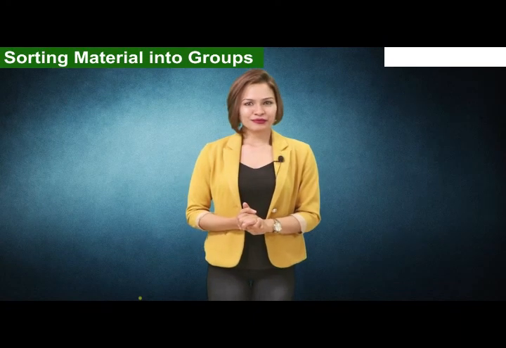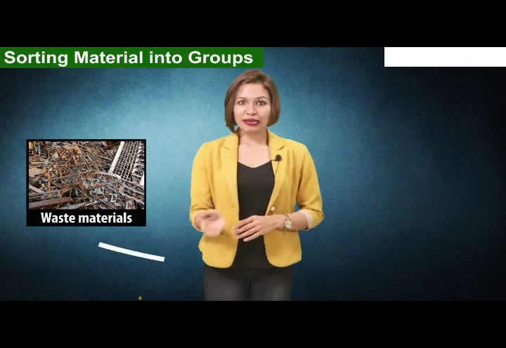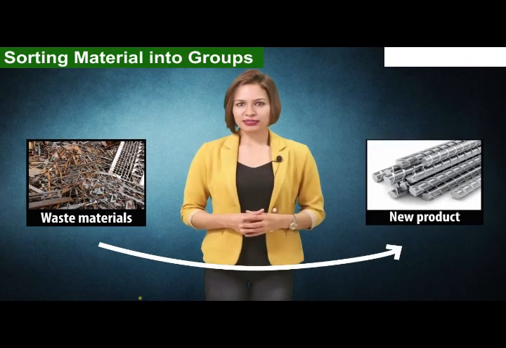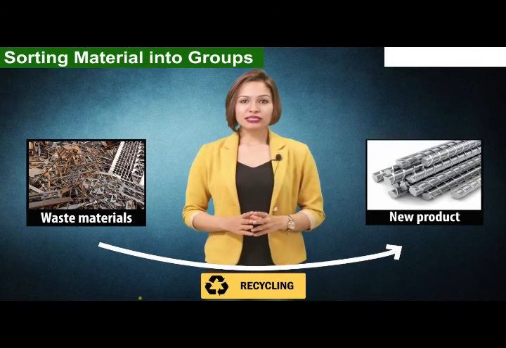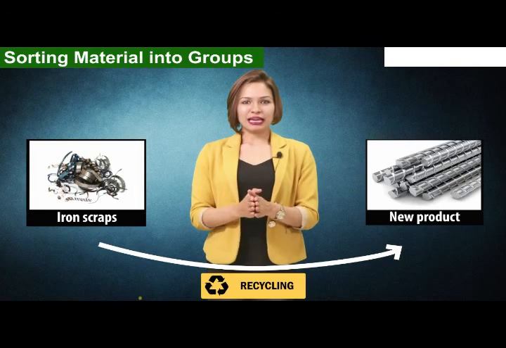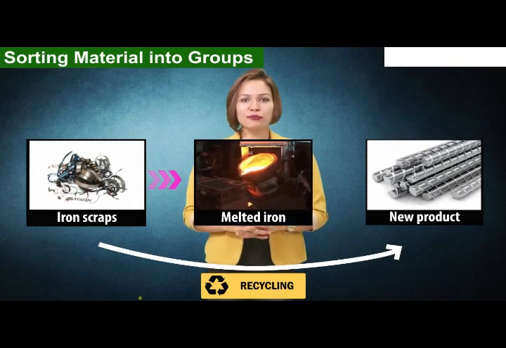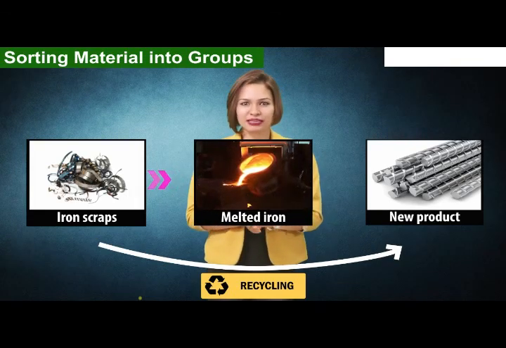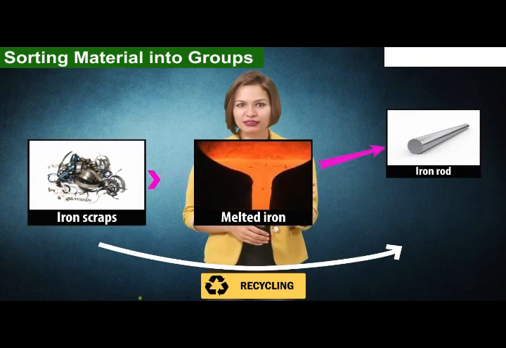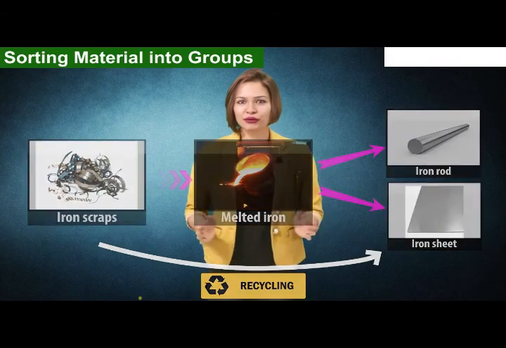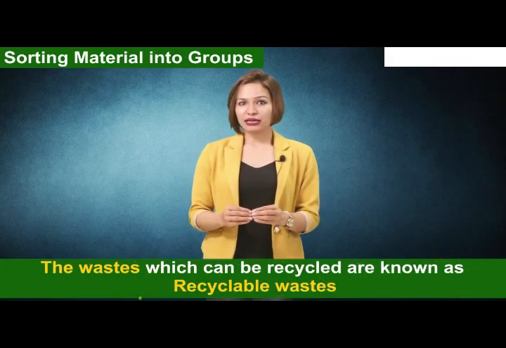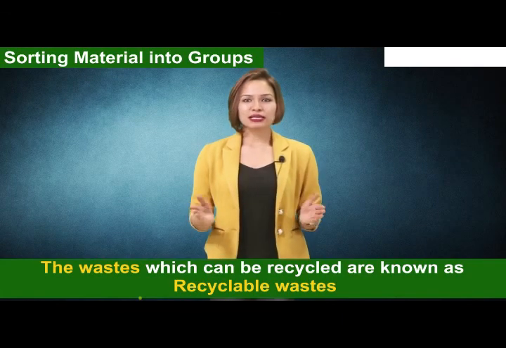And what is recycling? Well, the process by which waste materials can be reused to form new products is known as recycling. For example, if we take iron scraps, then they can be melted to form material of required shapes such as iron rod, iron sheets, etc. So, the waste which can be recycled is known as recyclable waste.